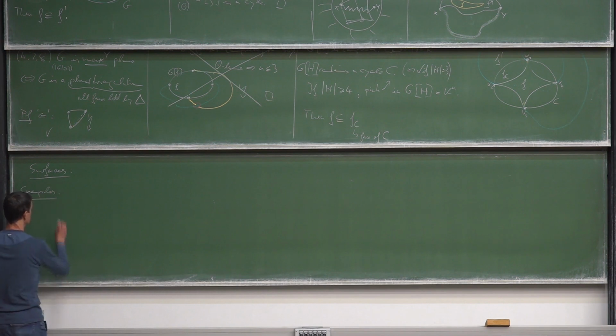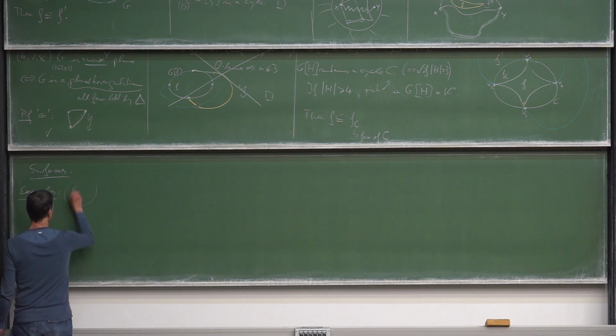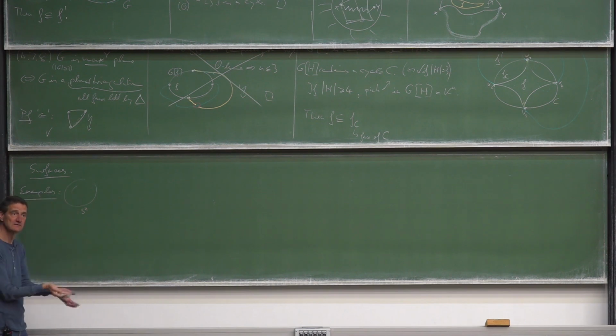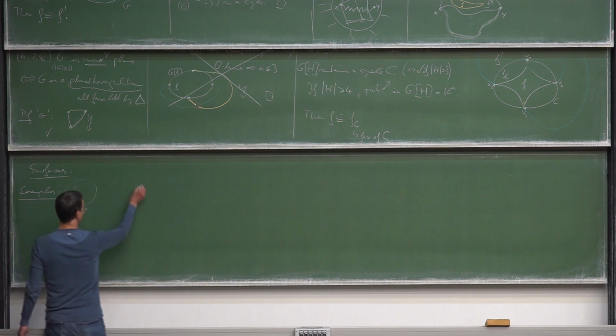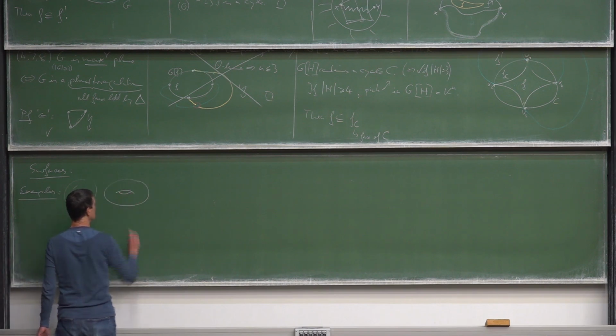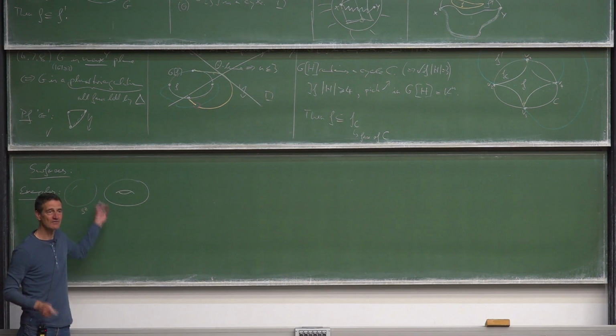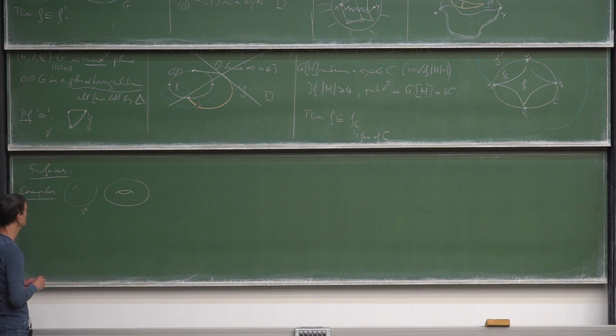Let me just draw some pictures. So that's the sphere. My best drawing of a sphere. Then we can have a torus. That's something like a rubber inner tube of a bicycle wheel.